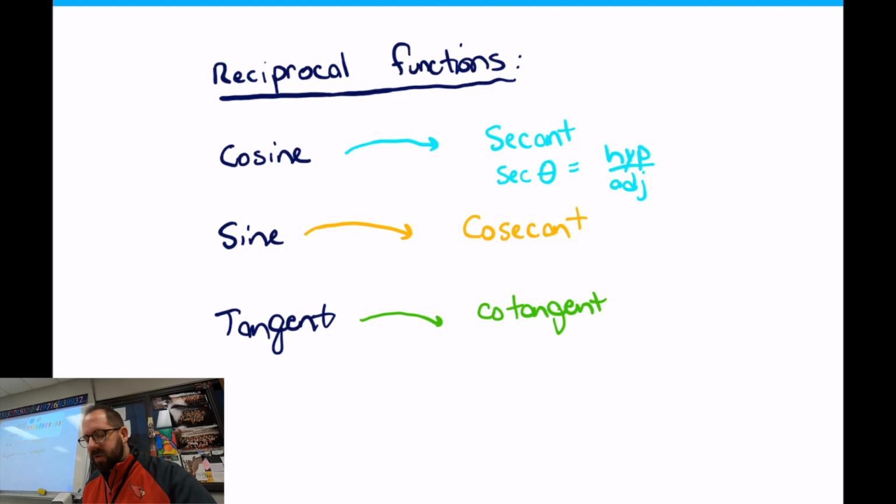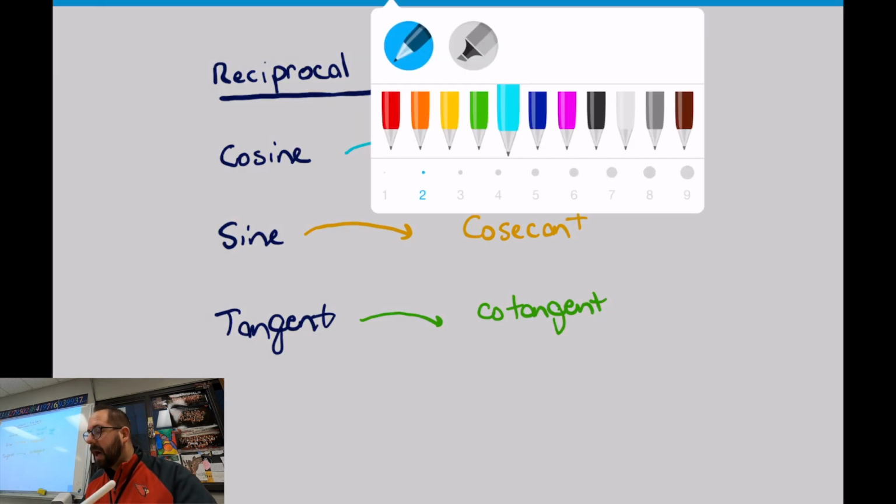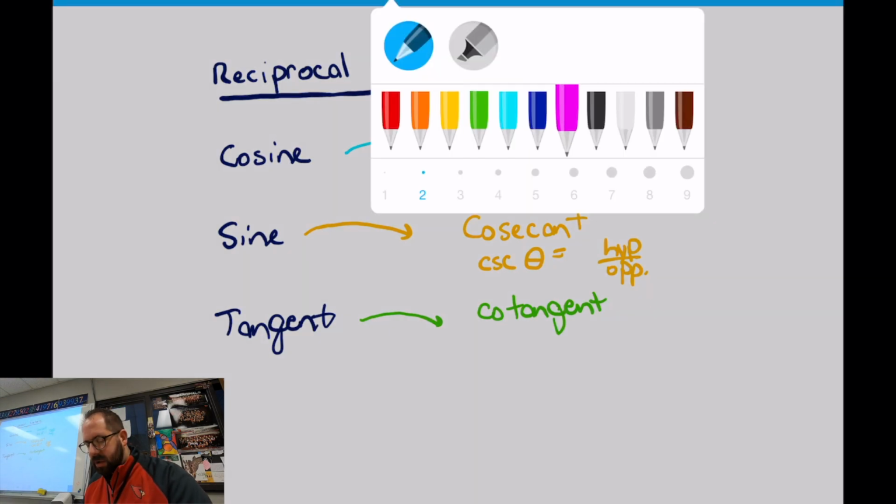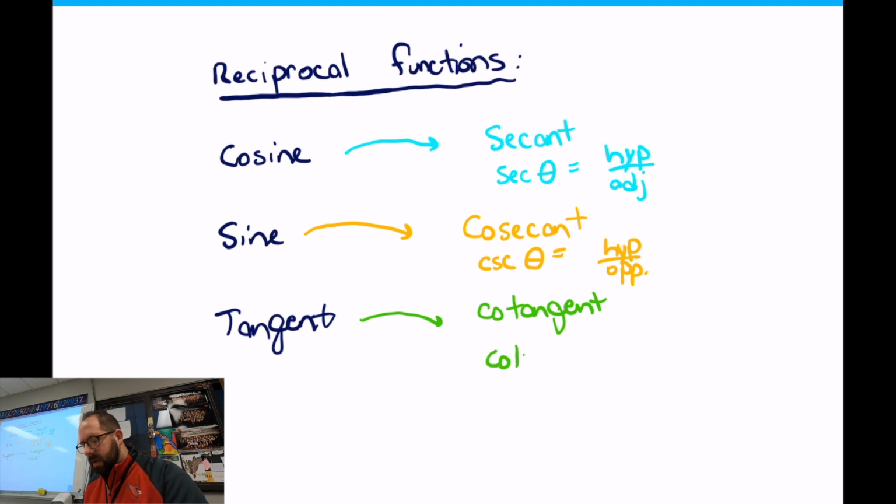So for sine, cosecant is written like this. Cosecant is written as CSC with an angle behind it, and the idea is that the fraction would flip over and be hypotenuse over opposite. That's the reciprocal of sine. And then for tangent, cotangent of an angle is adjacent over opposite. Right? You can flip them over. That's the only thing. I just want you to get these written down.